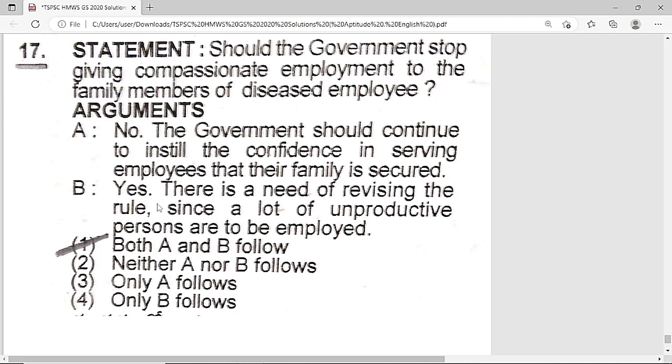So by this lecture, we have successfully completed the TSPSC HMWS General Studies 2020 solutions regarding only the aptitude as well as the English portion. We have completed all these 40 questions in a very detailed manner.